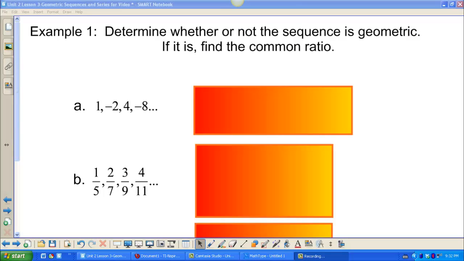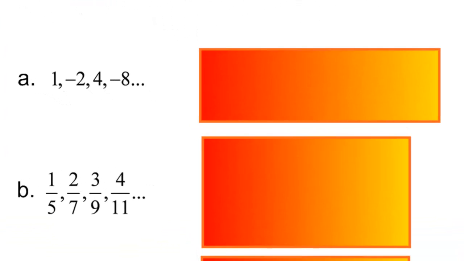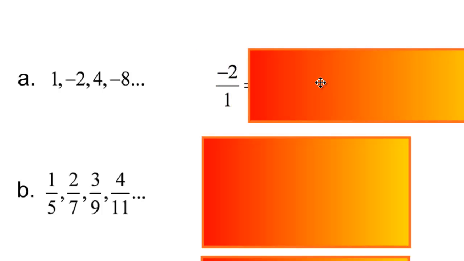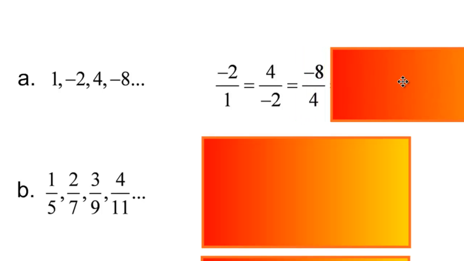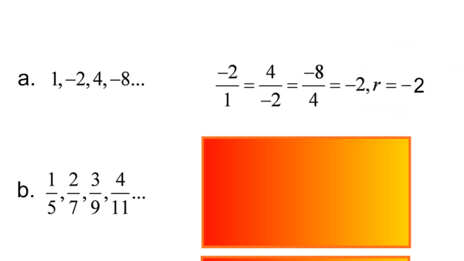In example 1, let's determine whether or not the sequence is geometric, and if it is, let's find the common ratio. Looking at example A, where I have 1, -2, 4, and -8, I have to see if they have a common ratio. The second term over the first term is -2 over 1. The third term over the second term is 4 over -2. And the next term over the previous, -8 over 4. I notice that all of them reduce to -2. Therefore, this is a geometric sequence where the common ratio is -2.